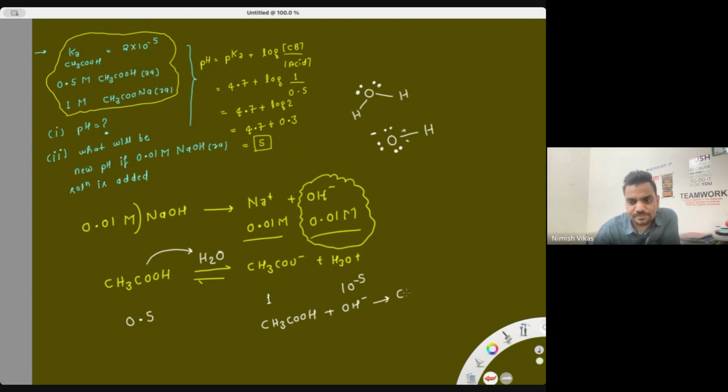And this will form acetate plus H2O. How much acetic acid do we have? 0.5. How much OH minus ion came from NaOH? 0.01. How much will be left? 0.49. This will be gone. Acetate ions were already 1 in the solution. Now 0.01 will be generated. So this will become 1.01.